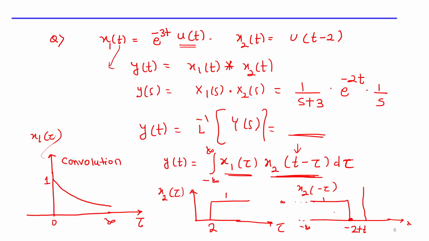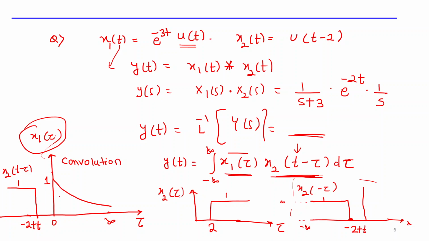Once you do it graphically in one line, convolution is nothing but the common region between these two signals. What is the signal now? x1 of tau and x2 of t minus tau are multiplied. So I superimpose the signal from the right-hand side onto the left-hand side with x1 tau. Here this is x2 of t minus tau. This point is minus 2 plus t, and here the amplitude is 1.